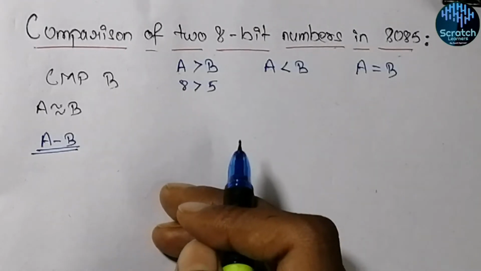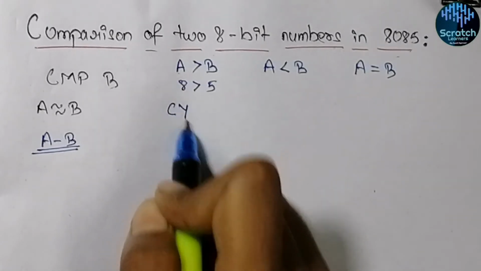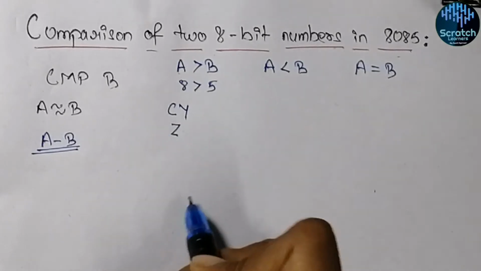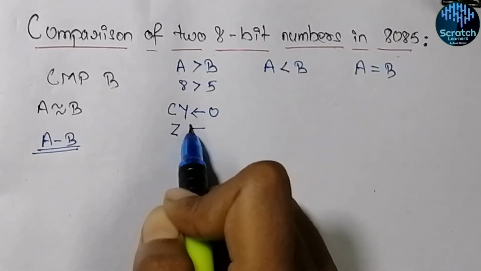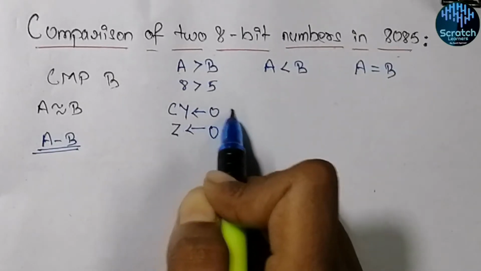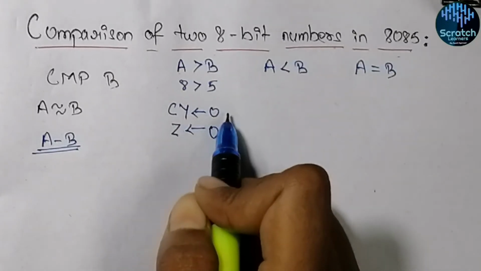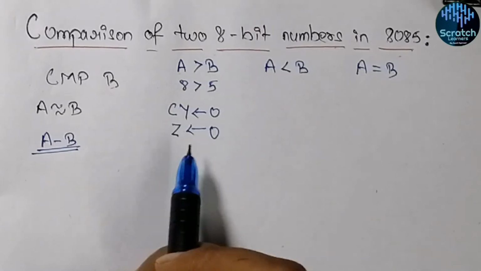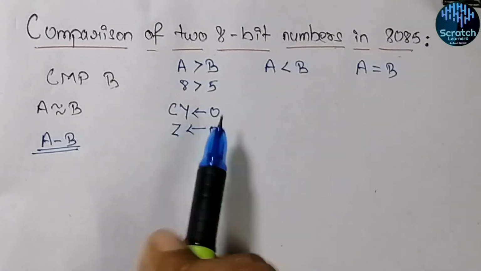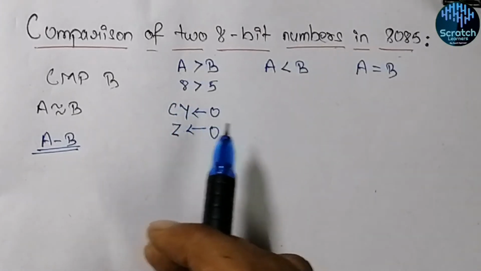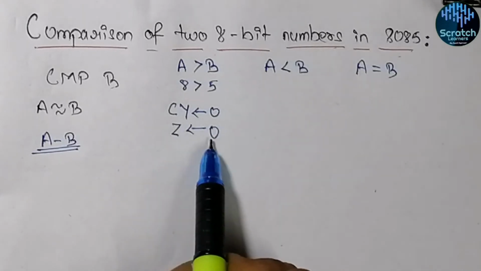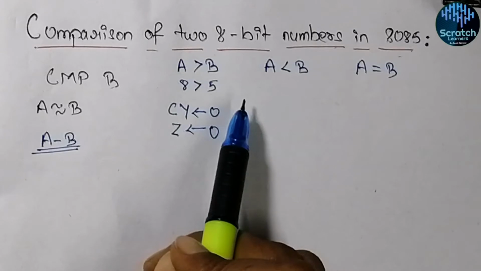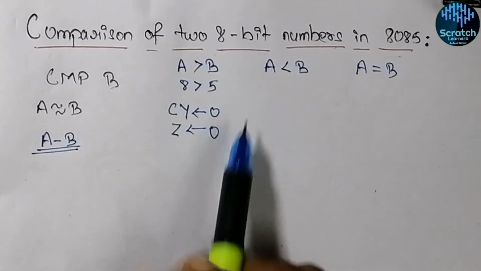That means in this case, neither the carry flag nor the zero flag will be affected. So the carry flag will be 0 and the zero flag will also be 0. That means both the flags are reset to 0. Why is the carry flag 0? Because 8 minus 5 is 3 and there is no carry or borrow generation. Similarly, why is the zero flag 0? Because 8 minus 5 is equal to 3, not 0.